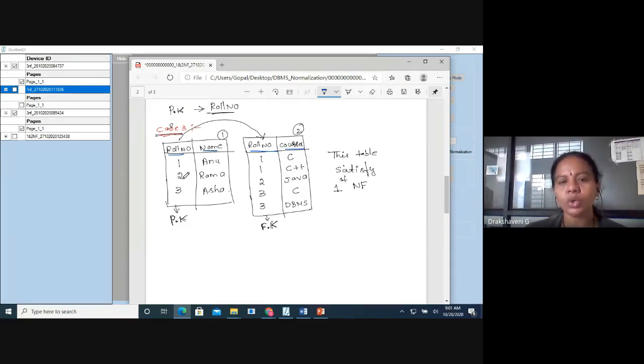So roll number is 1, 2, 3. Names are Anu, Ram and Asha. In the other table, roll number is 1, 1, 2, 3, 3. Then course is C, C++, Java, C and DBMS. So you can see here, this has a primary key, and here no values are repeated. In this table, roll number is a primary key. In the same way, here roll number is a foreign key, and it is being repeated here.